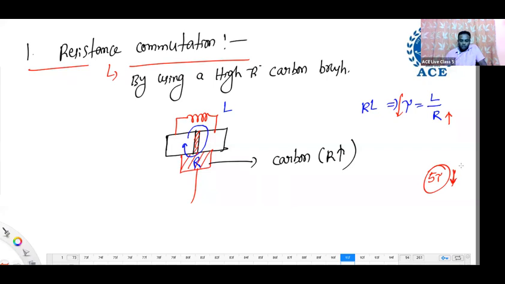In the same way here, if the time constant reduces, the speed of the current increases. Current reversal takes place quickly, so the delay reduces. If we use a high resistance carbon brush, the time constant of the coil reduces, which improves the speed of the current response. Current reversal takes place a little quicker, but it cannot be eliminated totally. You can improve commutation a little. That's why we call it resistance commutation.